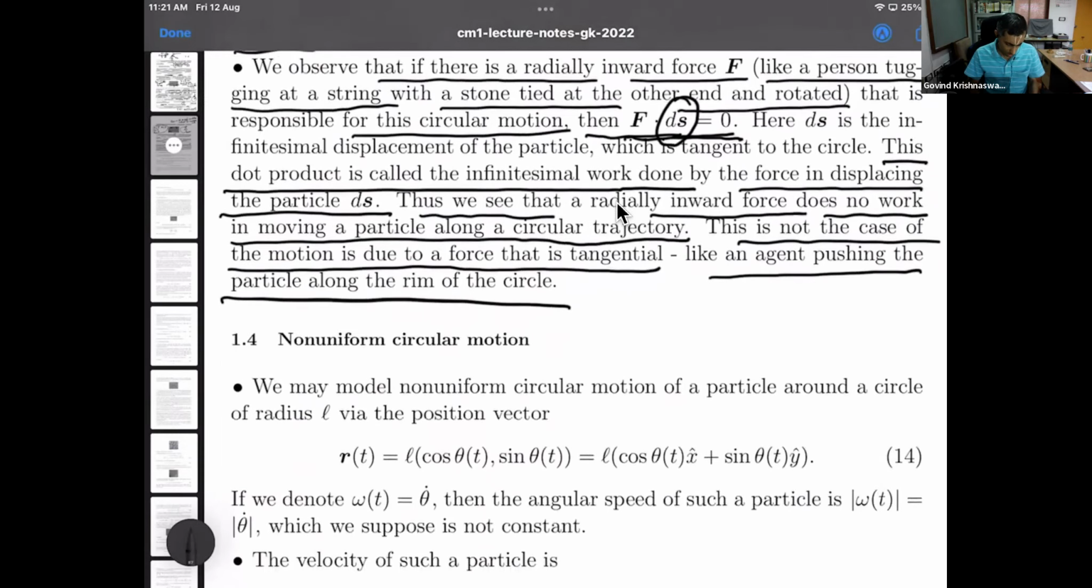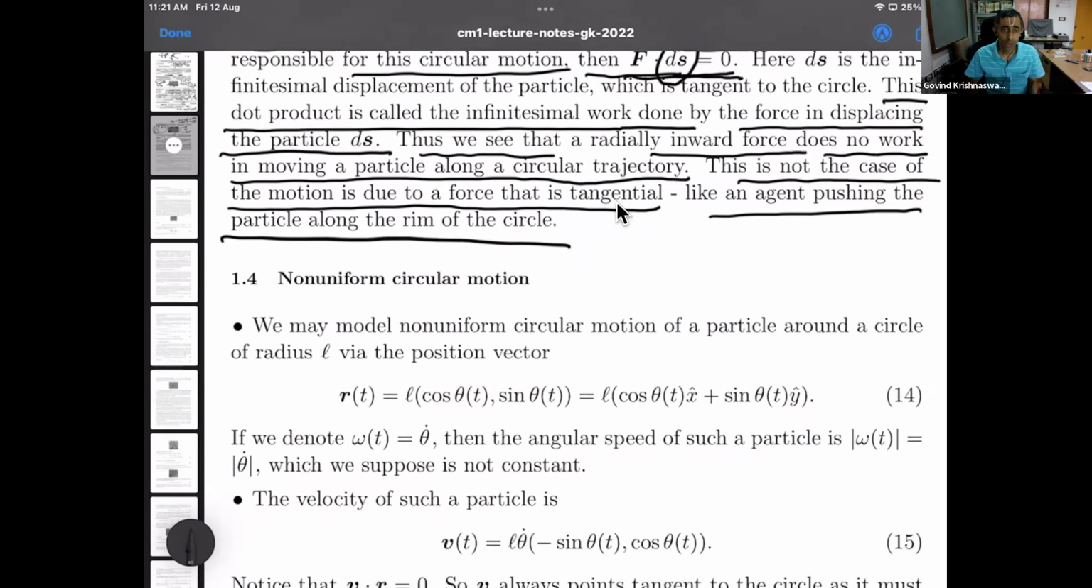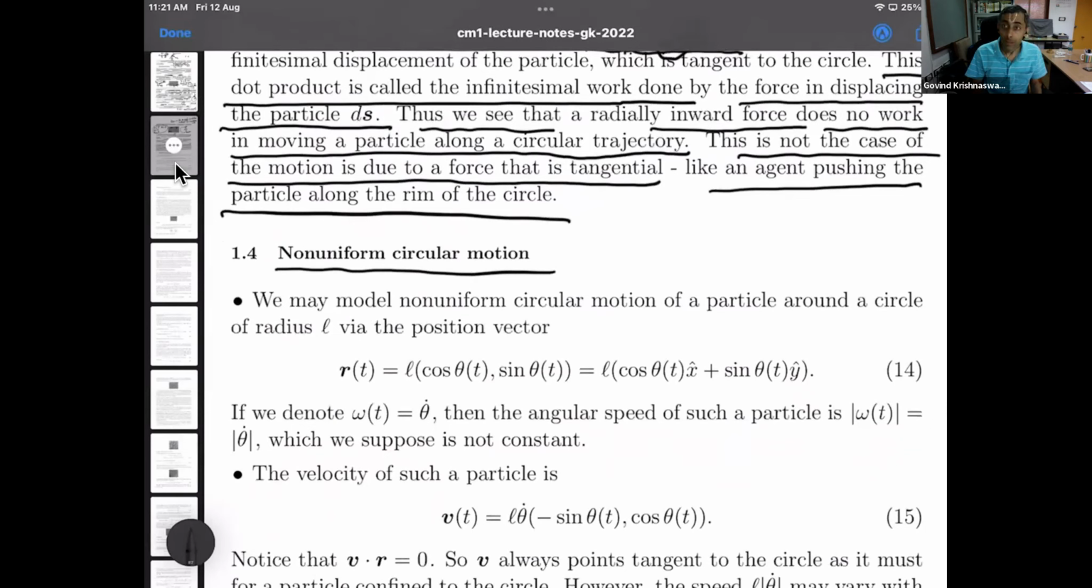Okay, with that very limited remark, let me go to a slightly more general setup, namely that of non-uniform circular motion. Any question about our uniform circular story? All right. If not, let us see what changes if we consider non-uniform circular motion. Now, we may model non-uniform circular motion of a particle around a circle of radius L via a certain position vector. I hope this will not come as a surprise.